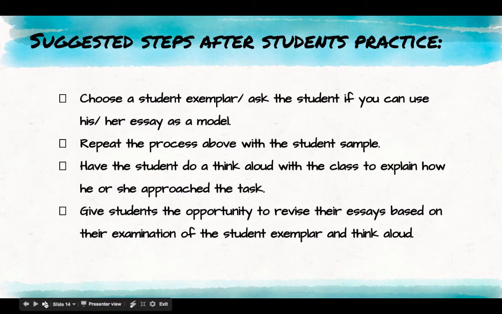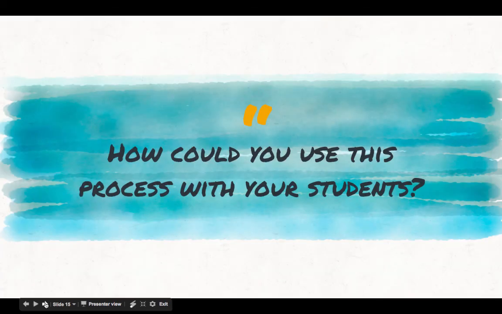Here are some suggested steps after students practice using the rubric. You could choose a student exemplar and ask the student if you can use his or her essay as a model. Repeat the process above with the student sample. You could have the students do a think aloud with the class to explain how he or she approached the task. You could give students the opportunity to revise their essays based on their examination of the student exemplar and think aloud. How could you use this process with your students is something we could start thinking about.